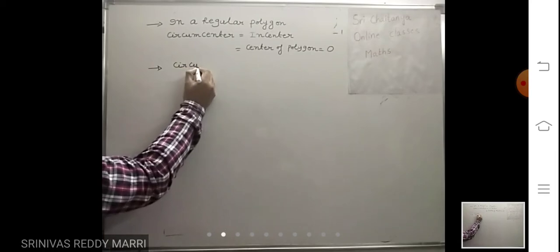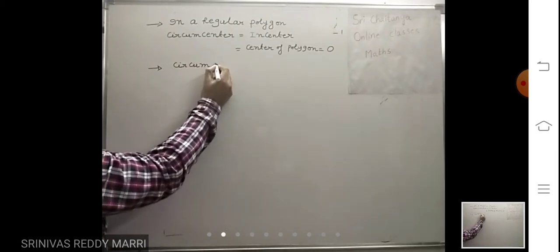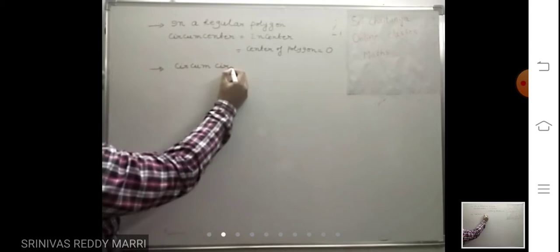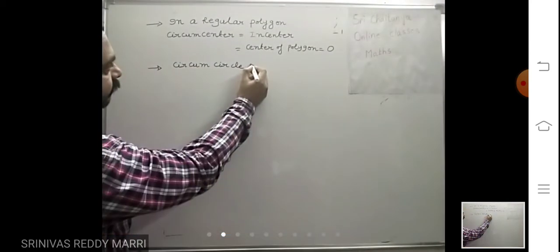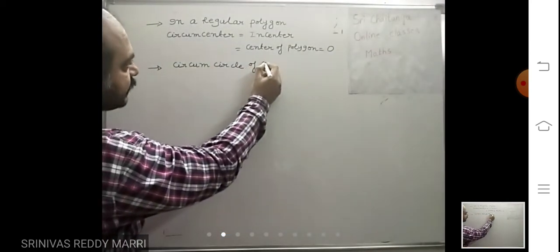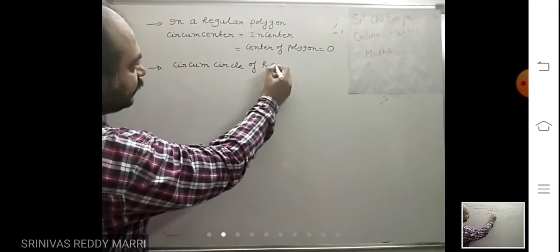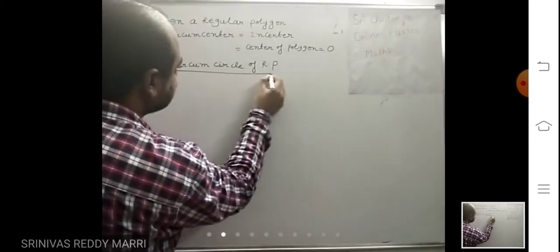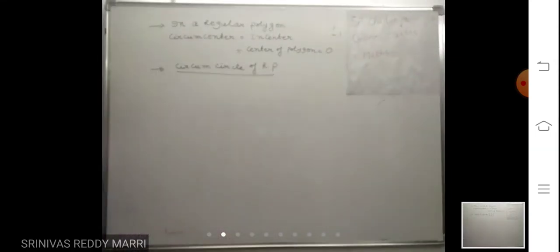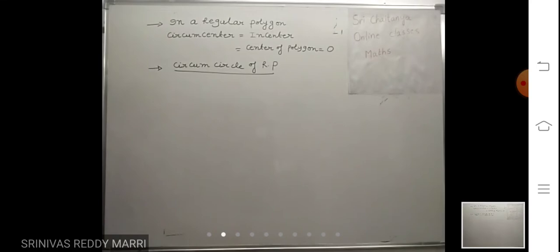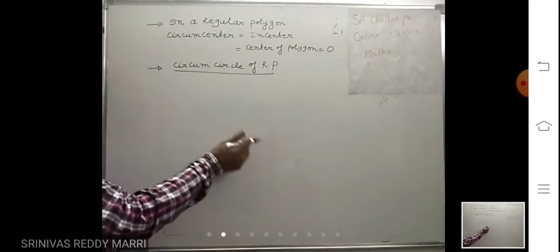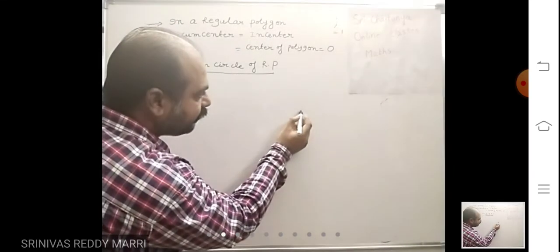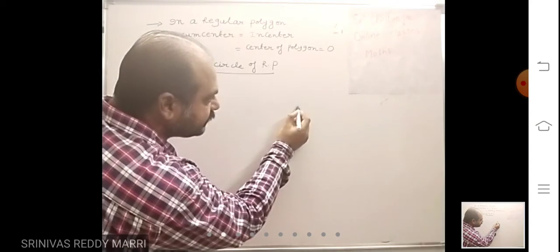Circumcircle. We will discuss circumcircle of regular polygon. Circumcircle of regular polygon means a polygon is there like this.